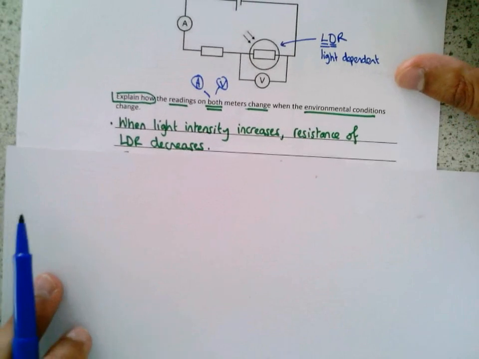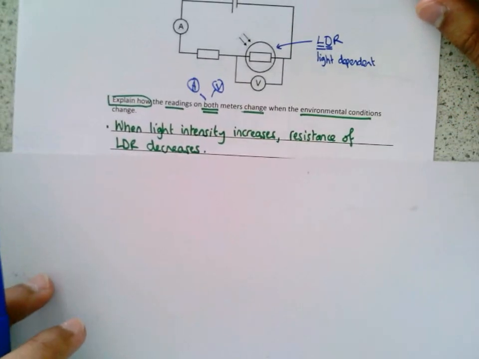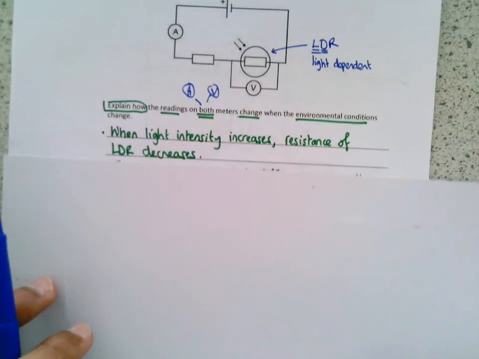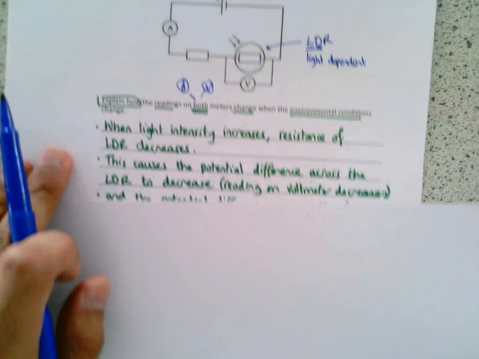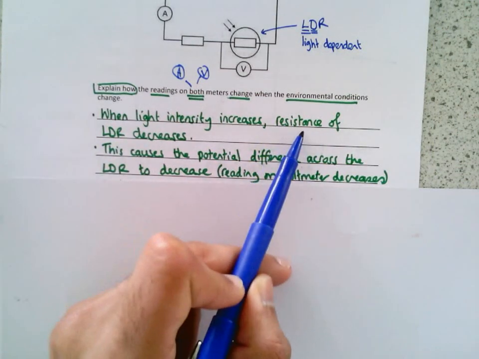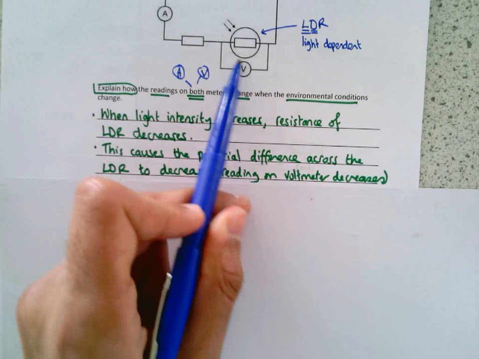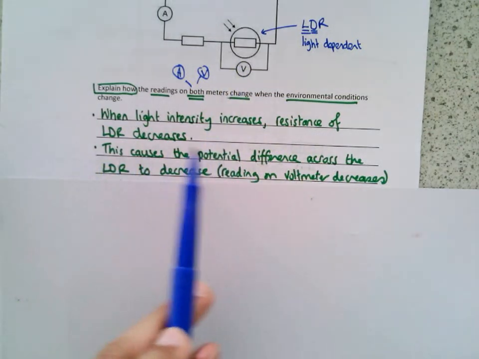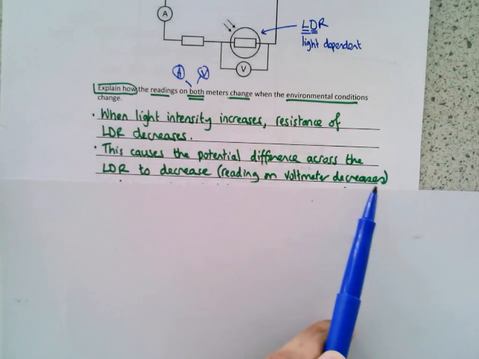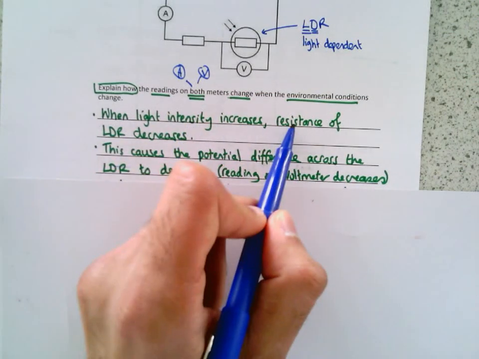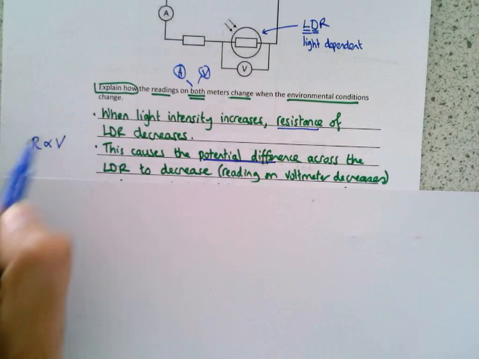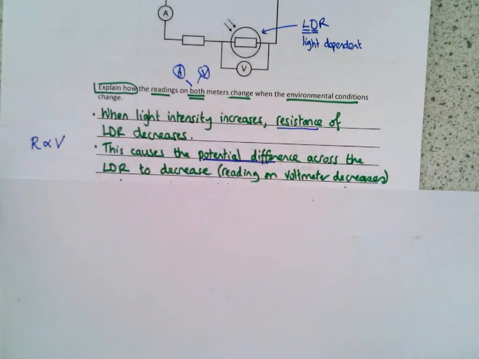So here's the first mark. When light intensity increases, the resistance of the LDR decreases. That's a relationship you should know well. Next mark is for saying what effect the resistance changing has on the potential difference, and therefore the reading of the voltmeter. So this causes the potential difference across the LDR to decrease, and so the reading on the voltmeter decreases. The reason for that is because resistance and potential difference are directly proportional. So if one goes up, the other goes up. If one goes down, the other goes down.